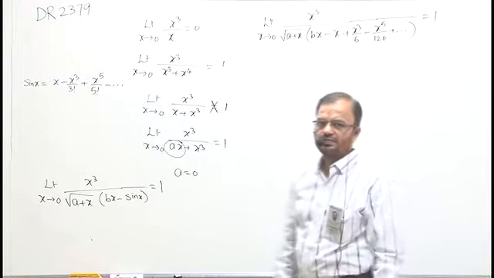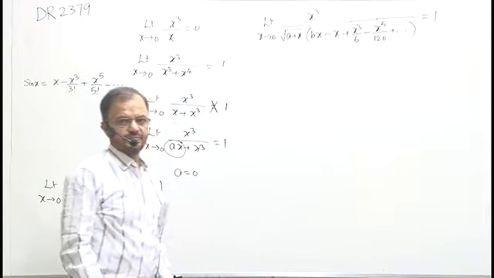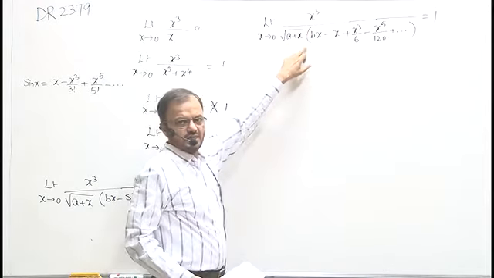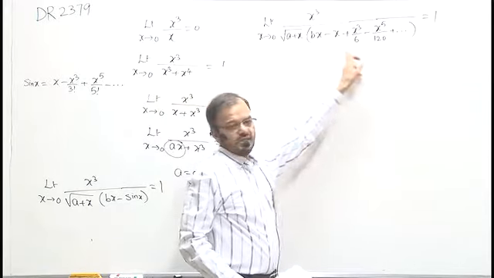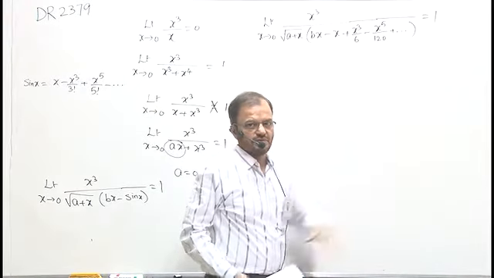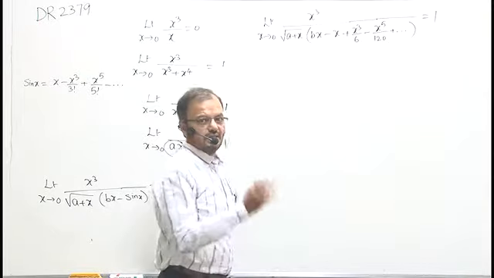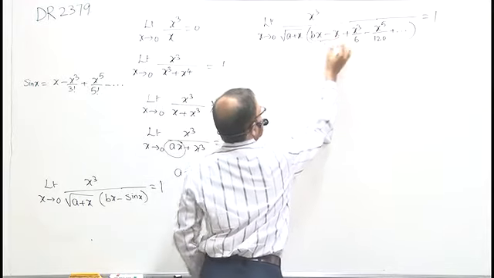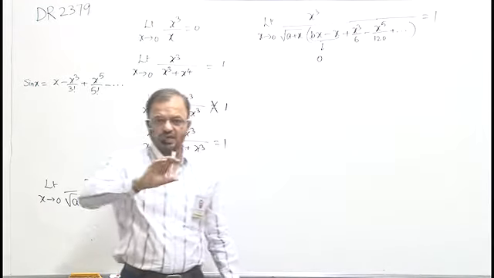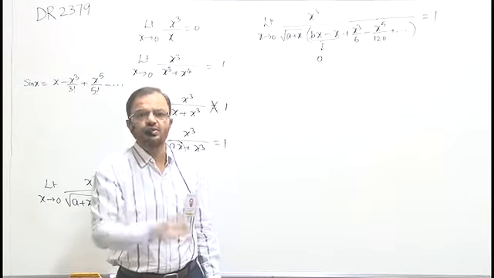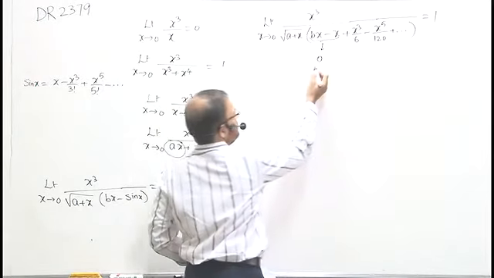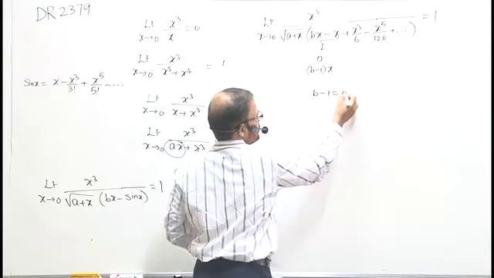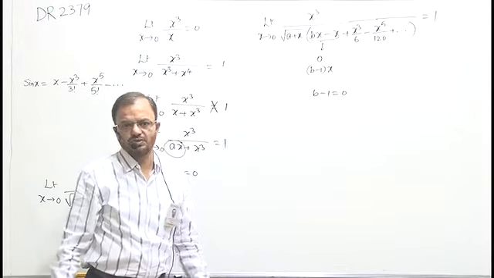Now I have to see that the limit must be equal to 1. Here it is x cube, the square root of the constant a plus x, and the other factor contains x cube, x power 5. I can see that the term containing x should vanish. The coefficient of this term must become equal to 0. The term is nothing but b minus 1 into x. This must become equal to 0. Therefore, I will put b minus 1 equal to 0.